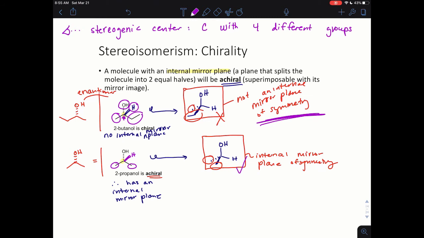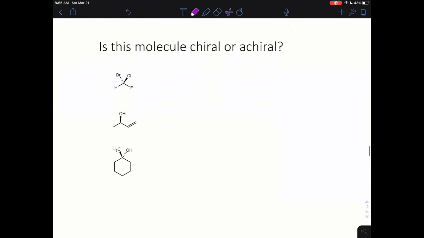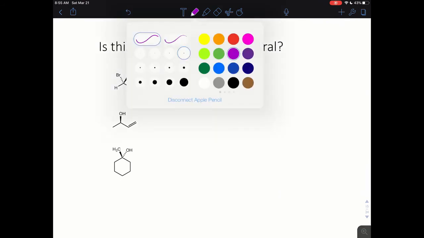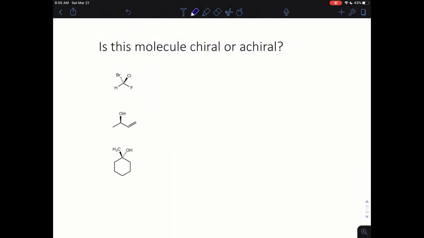So it'll be easier for us to look for the stereogenic center than it will probably be to look for these mirror planes of symmetry. So let's go ahead and practice now. I want to ask you about these 3 molecules. Are they chiral or achiral?